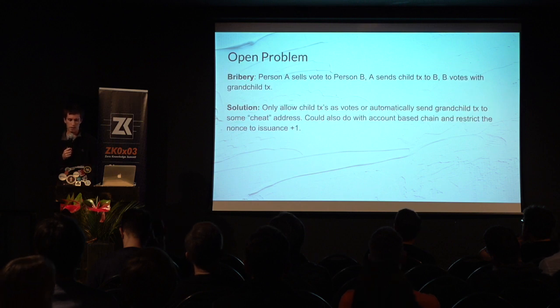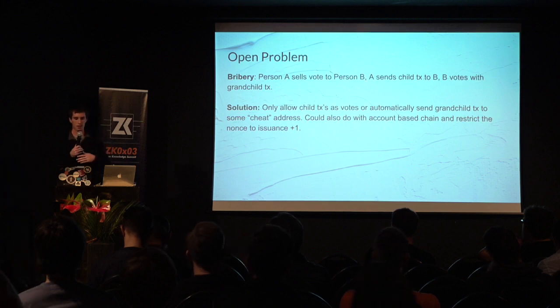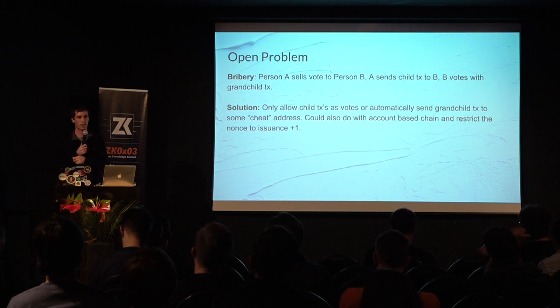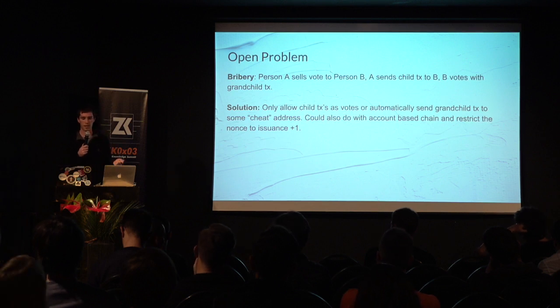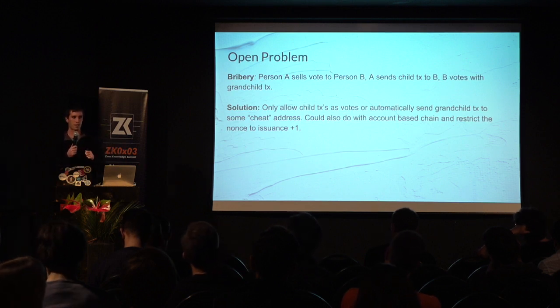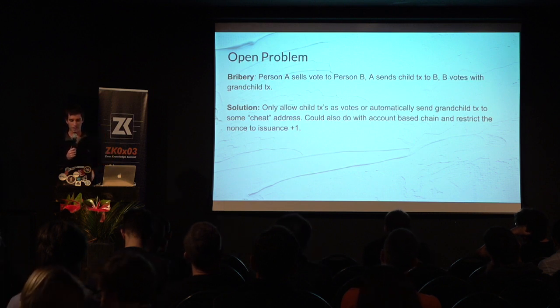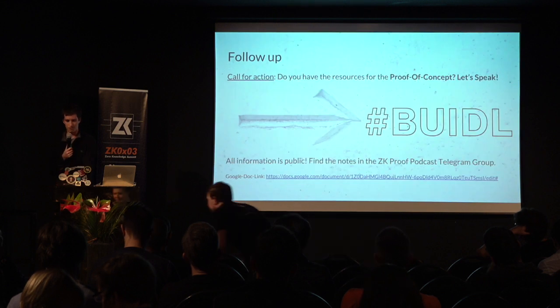The problem would be if you buy my vote and I send you a child transaction, and then you make a grandchild transaction to vote. We want to prevent that, and that's the only thing we didn't get to. But I think you could either limit how far down from the token issuance transaction it can go, or if you use a nonce-based chain, tokens are issued at a nonce of 1, and anything with a nonce of 3 or greater automatically goes into a cheater category. That's just what I thought of this morning.